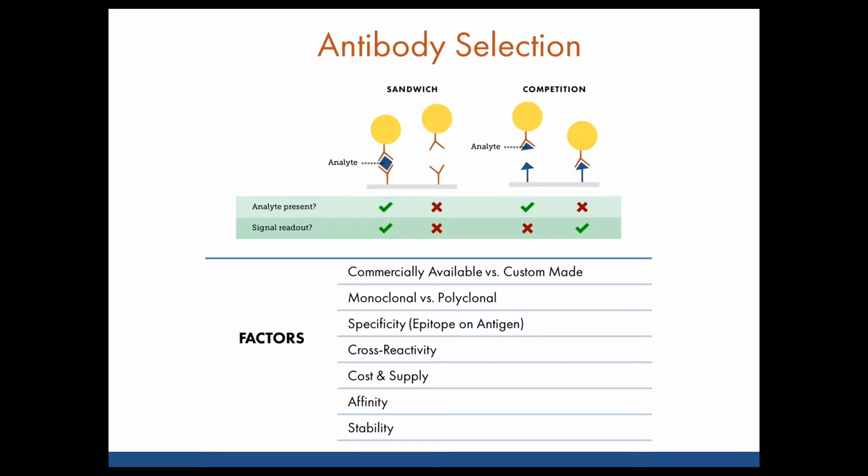Cost and supply can also be an important thing to consider at the early stages of development, before investing a lot of time and resources. Affinity, which really needs to be tested empirically to determine if your antibody has a high enough affinity to bind the analyte in the lateral flow format. And lastly, here is stability. Some antibodies are more stable than others, which makes them easier to work with for development.